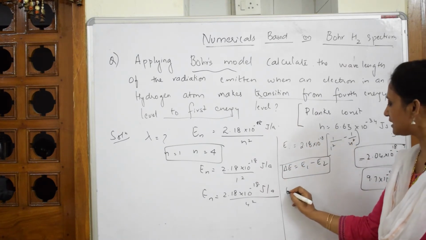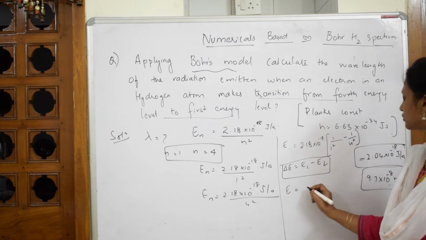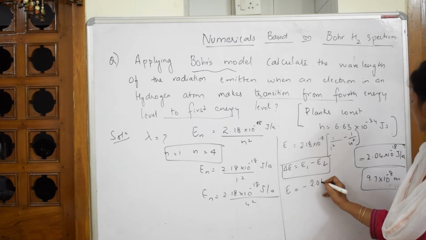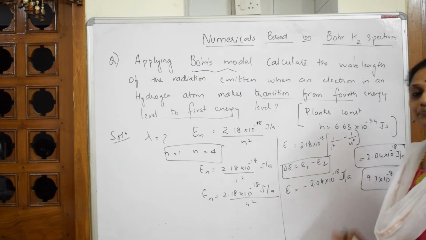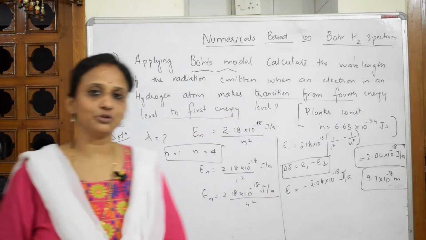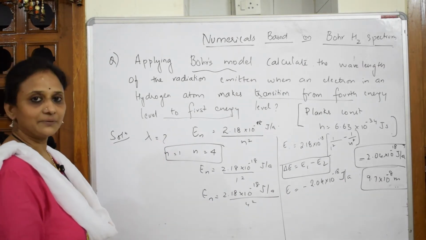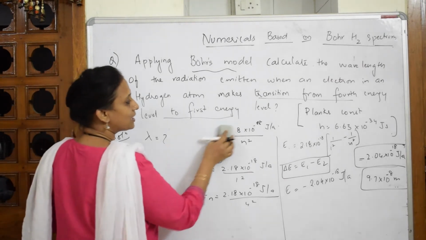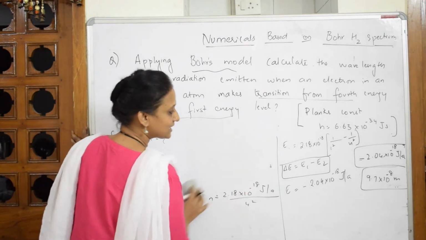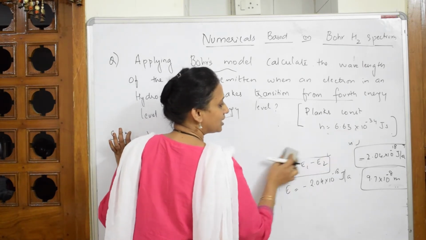So when I calculate this, I get ΔE. How much do I get? I get an answer of minus 2.04 into 10 raised to the power of minus 18 joule per atom. This is the first one, but still the numerical is not done. Why? Because they've asked me to calculate lambda. Now let us erase this whole part A and come back to the next one, but I need to have the answer with me.